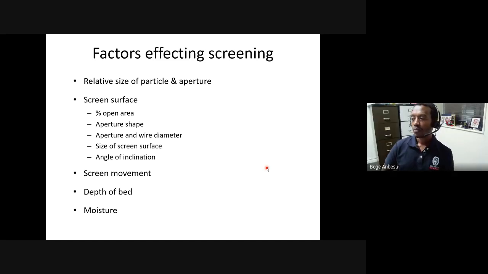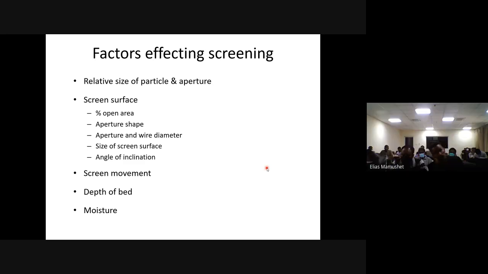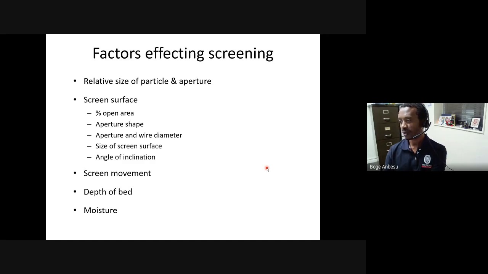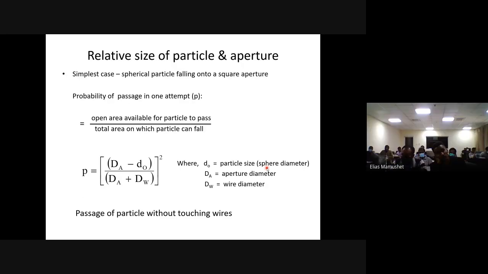Okay, so this part here is mainly focusing on how you operate a screen. You can give either a highly efficient product, a highly efficient screening operation, or you can actually operate them slightly differently to maximize the capacity. Some of the considerations during screening operation are given here. So I'll talk about each of these.